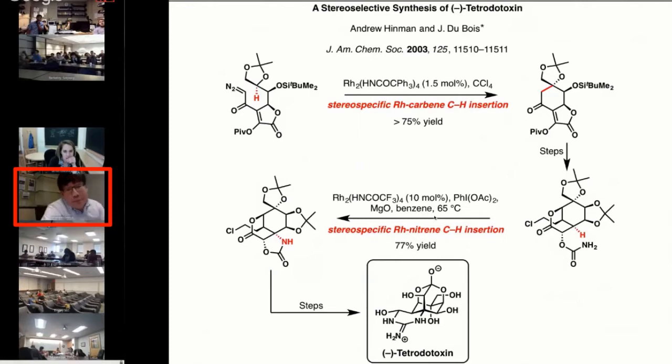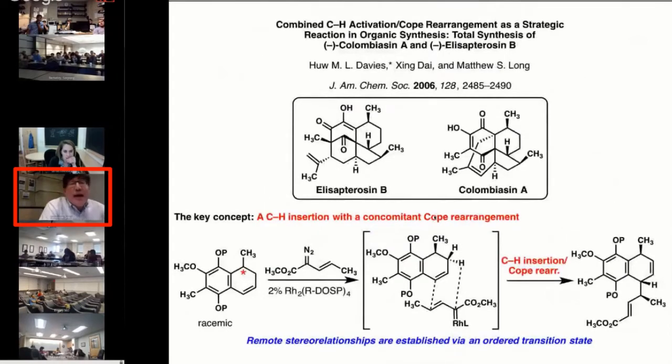Next slide. I show you here a reaction that I'm also quite fond of. This is the cornerstone concept that underlies Huw Davies's synthesis of, I can't pronounce it, but I think it's elisapterosin B and colombiasin A. Colombiasin is pretty easy to say. The other one is not. But the concept is great, okay?